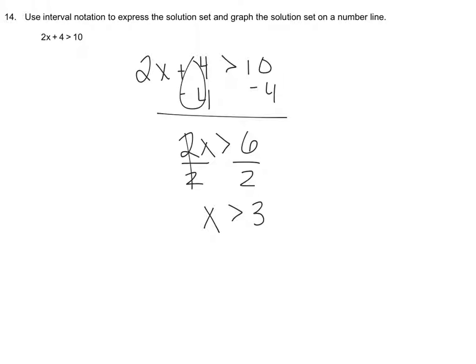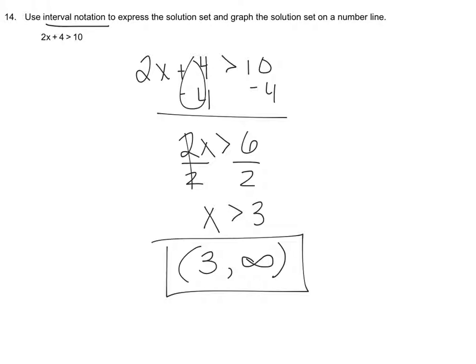This is my solution, x is greater than 3, but I want to write it in interval notation. So that tells me that x can be 3, but 3 is not included in the set, so I'm going to write it with a parenthesis next to it. And since x is greater than 3, it can go all the way to infinity. And of course, we always write a parenthesis next to the infinity sign. So my answer is 3 to infinity in interval notation.